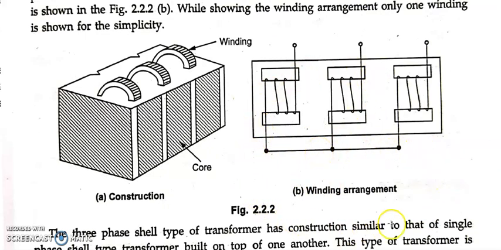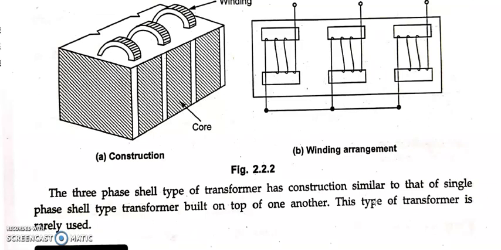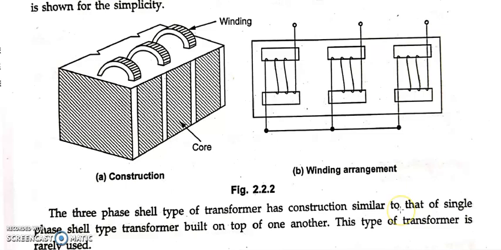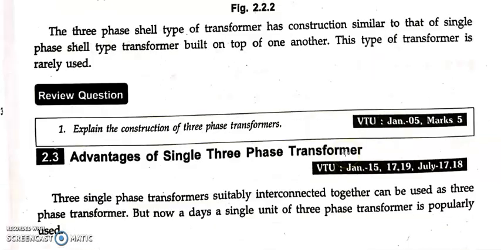Similarly, we have others just like this, with 2 windows, 2 windows, 2 windows. With respect to the same thing, we are going to have the mirror image over here, which acts like a secondary. Here the 3-phase shell type transformer has a construction similar to the single phase shell type transformer, built on top of one another. The secondary construction will be a mirror of the primary. So this type of transformer is rarely used in practice.